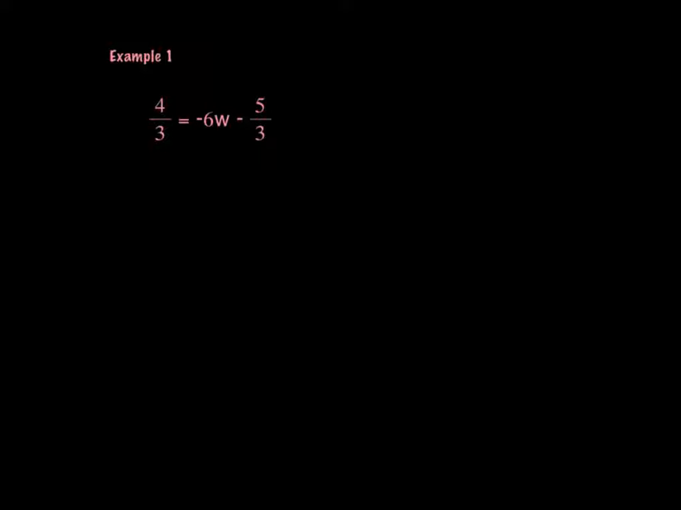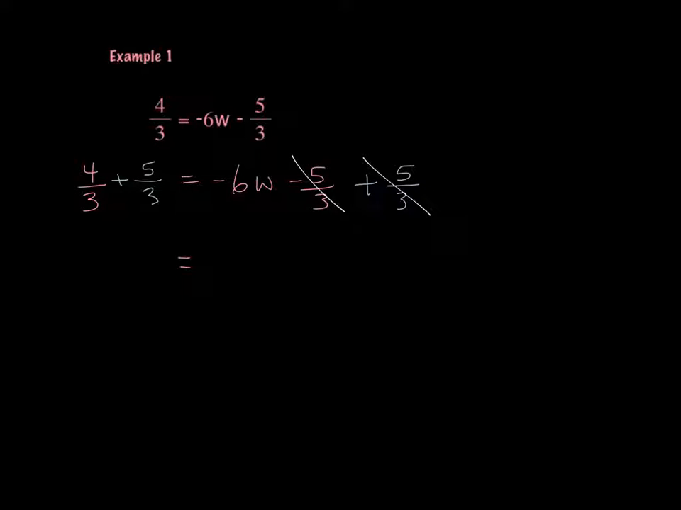So I'm just going to rewrite the equation. Minus 6w minus 5/3, but we're going to add 5/3. Oh, I'll do it in a different color so we can see it. We're going to add 5/3 to the right-hand side, and on the left we're going to add 5/3 as well. Now look on the right-hand side, and those two are going to cancel one another out, minus 5/3 plus 5/3. And it leaves us just with negative 6w on the right.